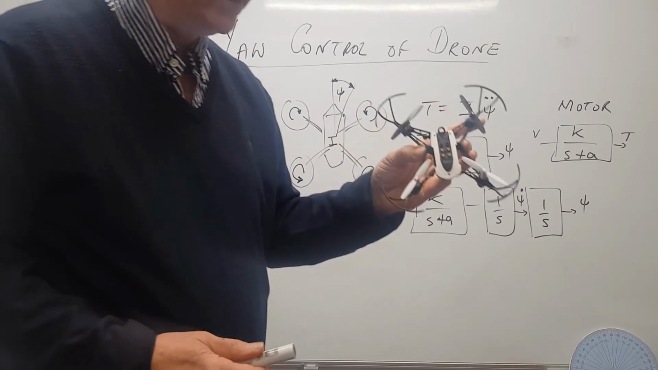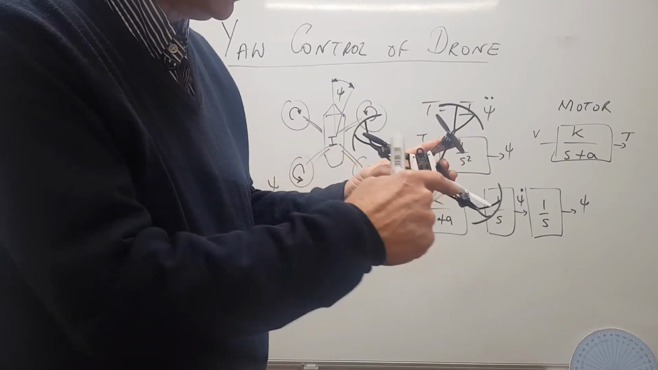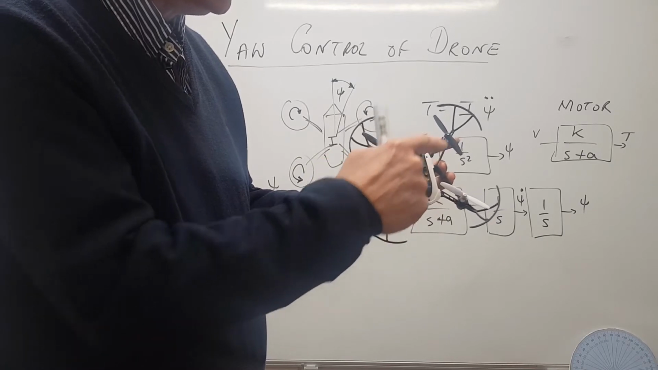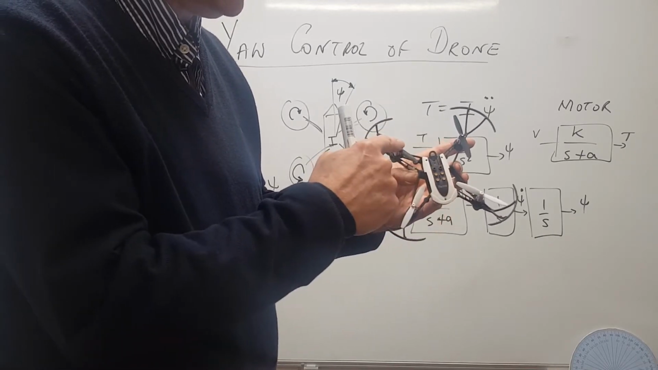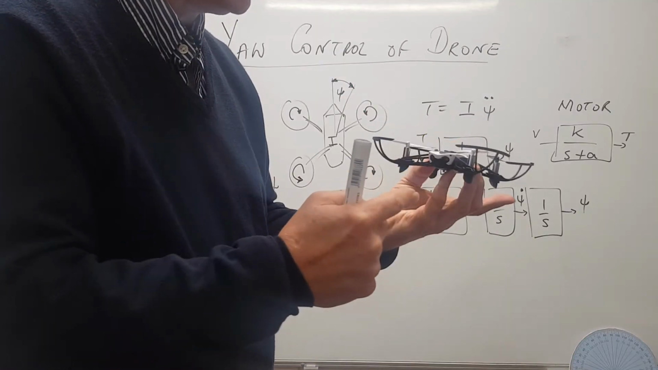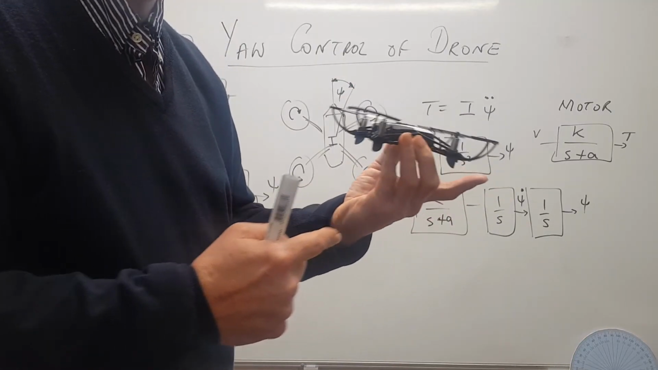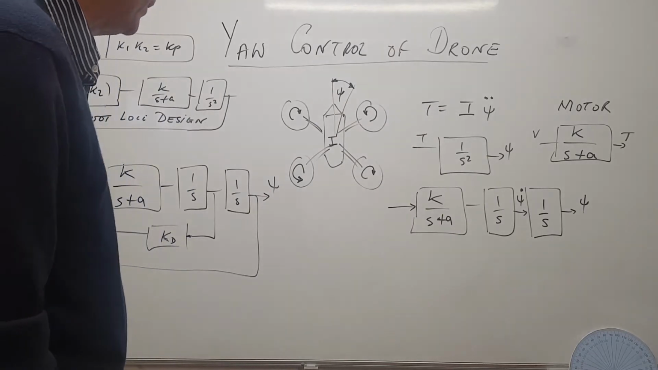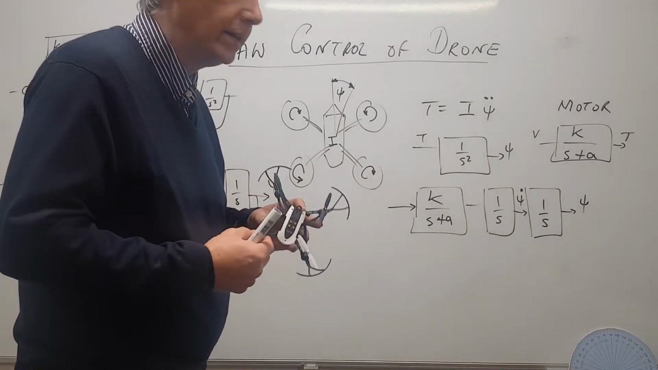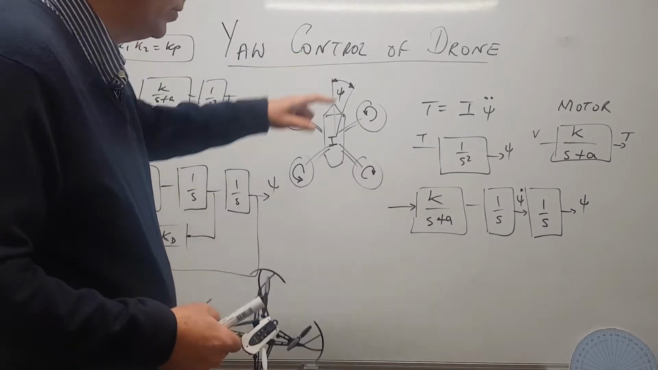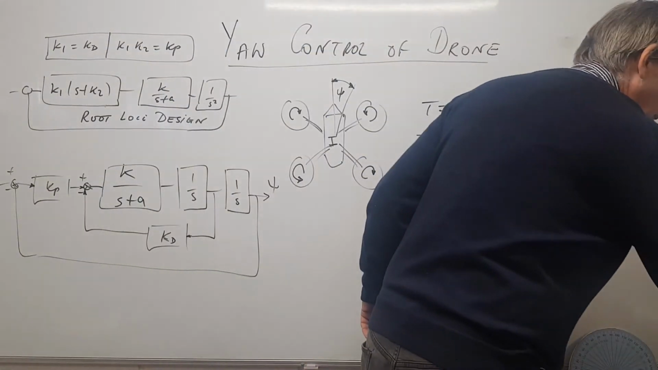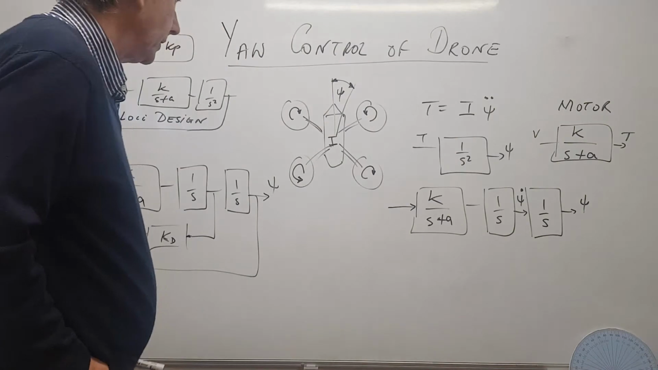Now the drone itself has got two clockwise rotating and two anti-clockwise rotating propellers. So if you slow these two down and speed these up, you'll get a yawing motion. And that's the basic thinking behind the design, or the control really, of the drone in yaw. So let's have a look at now how it works.